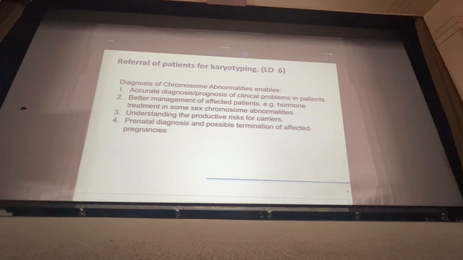Some persons, they are Robertsonian carriers. If they bring their child, will they produce a normal child or not? By this also we should know about that. And also prenatal diagnosis and possible termination of affected pregnancies. Sometimes the pregnancy will be terminated. This is done in some countries, not in all the countries.